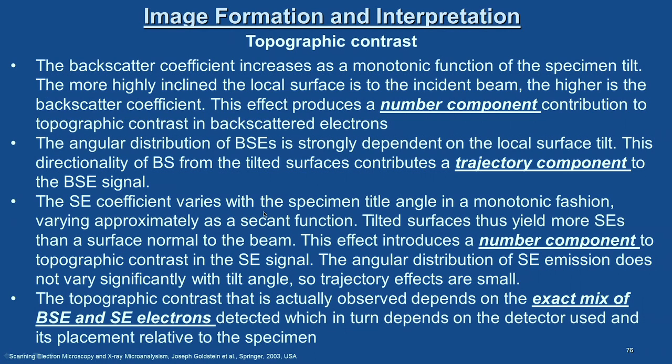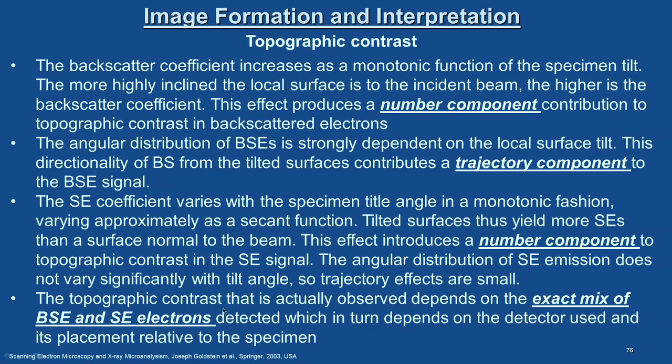The secondary electron coefficient varies with the specimen tilt angle in a monotonic fashion, varying approximately as a secant function. See, in opposition to the cosine function, here it is a secant function. Tilted surfaces thus yield more secondary electrons than a surface normal to the beam. This effect introduces a number component to the topographic contrast in the SE signal. The angular distribution of SE emission does not vary significantly with the tilt angle, so the trajectory effects are small. So, this is the reason why only the number component of SE contributes to the topographic contrast, as against BSE, where the number as well as the trajectory components both contribute.